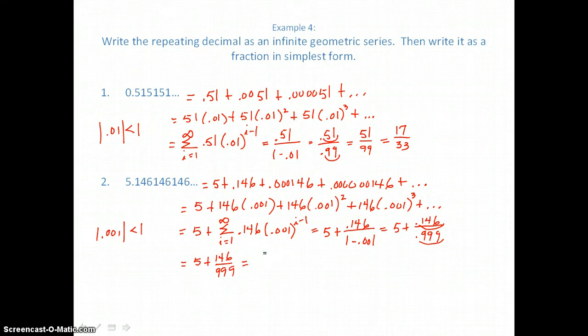So I'll write 5 as 4,995 over 999, and add that to the 146 999ths that we have. So we're going to get a total and a fraction of 5,141 over 999. So this fraction is equivalent to that repeating decimal 5.146, 146 repeating.